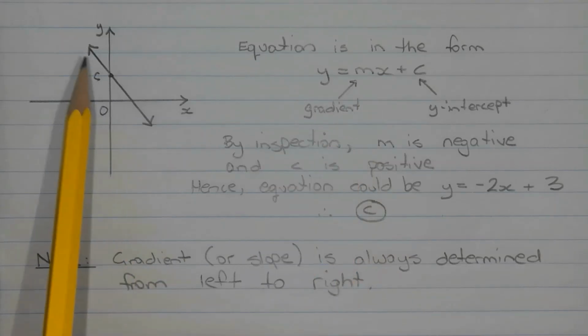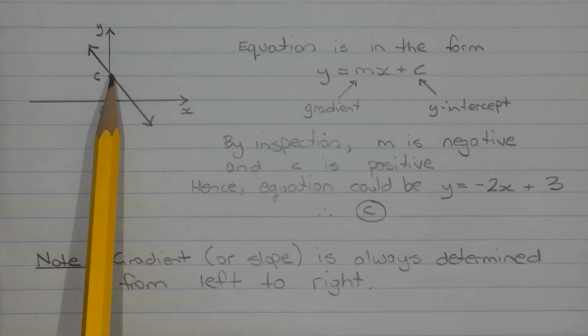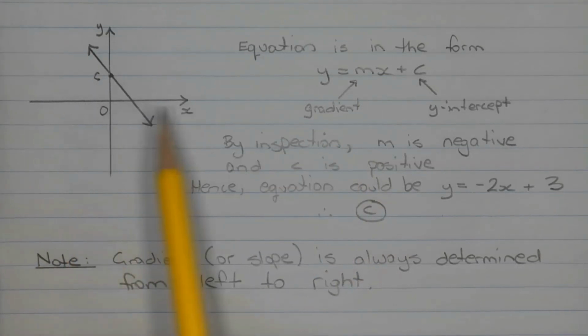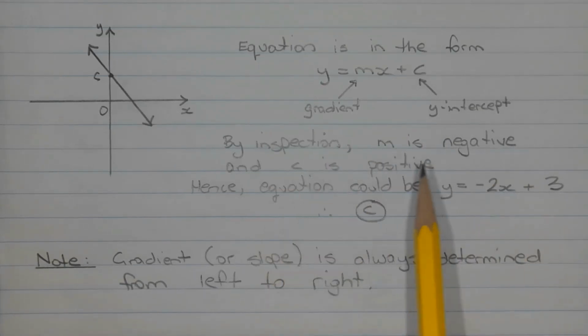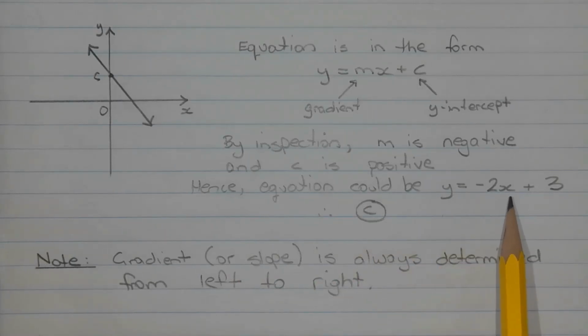We can also see that the line crosses the y-axis at a point above the origin. That means the value of c must be positive. So by inspection, m is negative, c is positive, hence the equation could be y equals negative 2x plus 3. Therefore, the correct answer is option C.